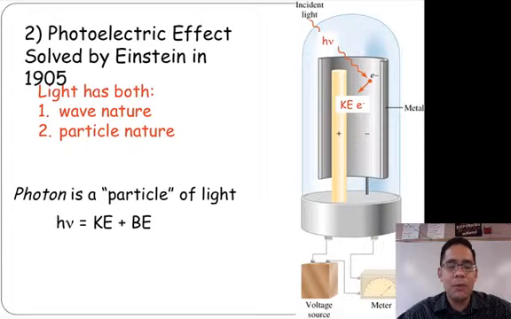And of course there's a formula for this. Again, this formula is something we don't use. This is something they use in physics, so don't worry about copying this down. Just understand that through this experiment we know that light has both wave nature and particle nature.